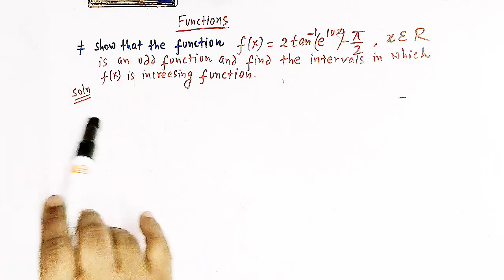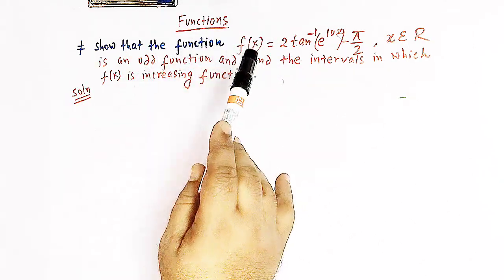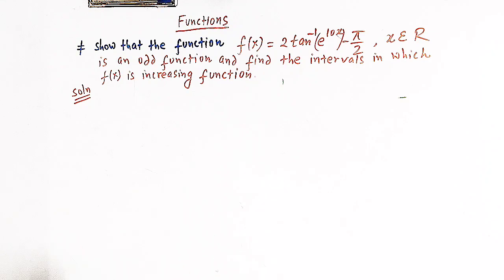So first we have to show that this function is an odd function, and then we have to find the intervals in which this function f of x is an increasing function. So first we'll see this function is an odd function, and then we'll find out the interval in which this function f of x is an increasing function. So let us start.